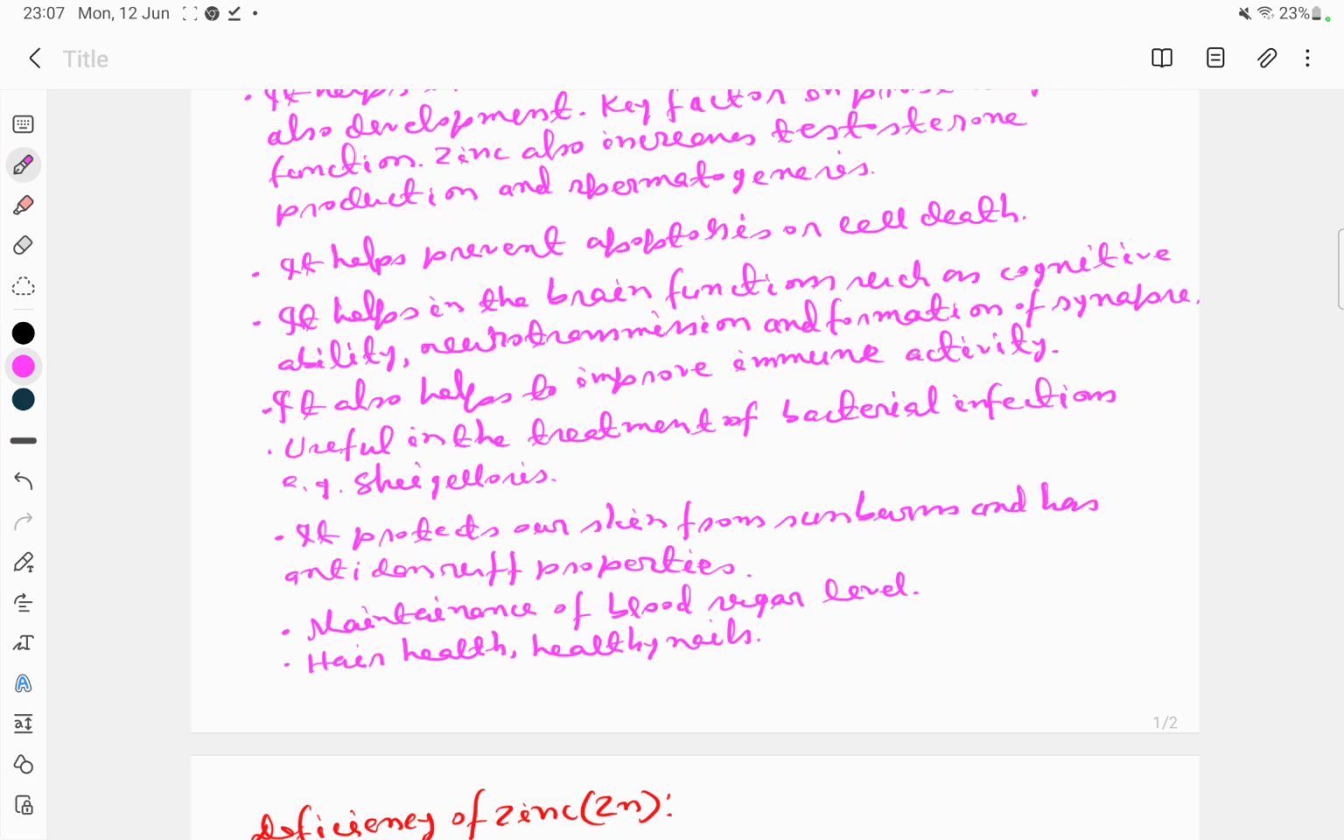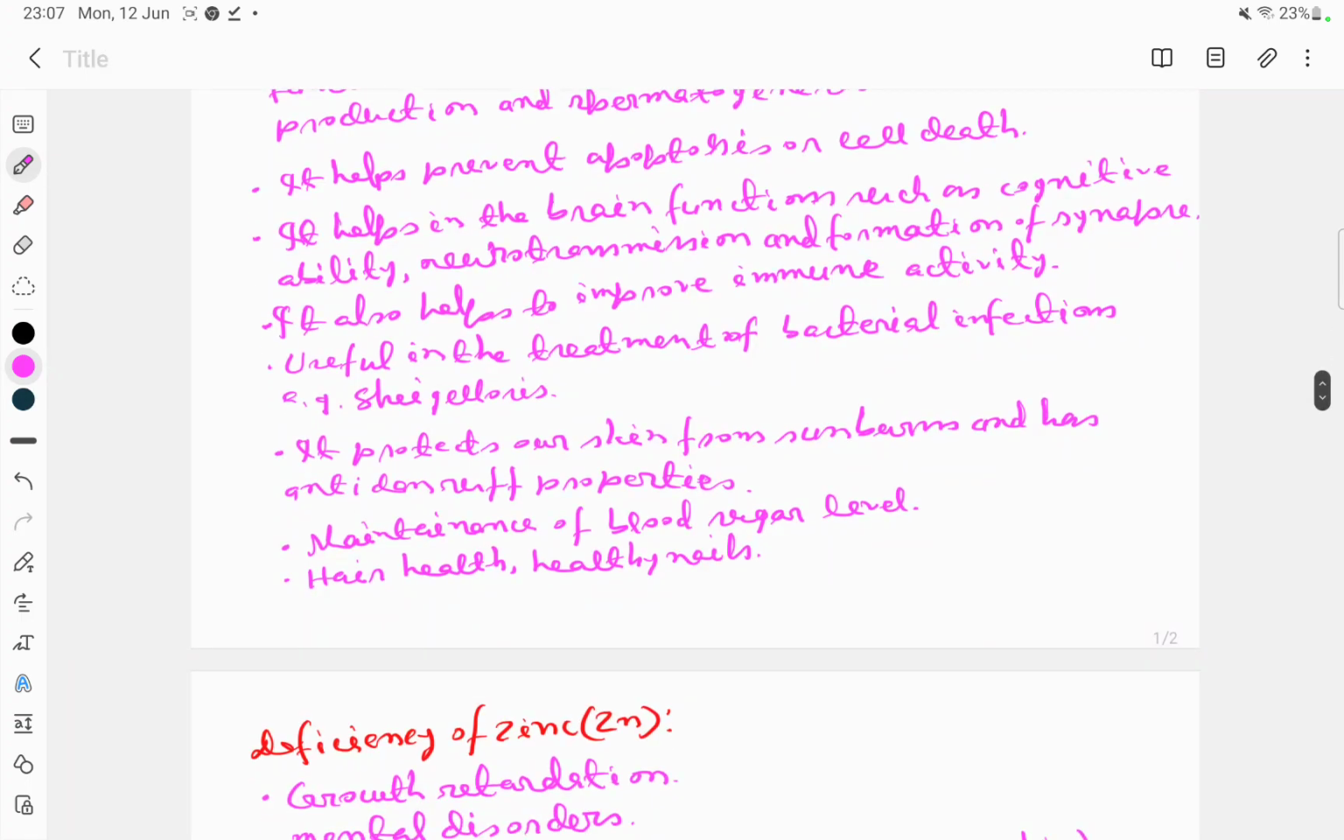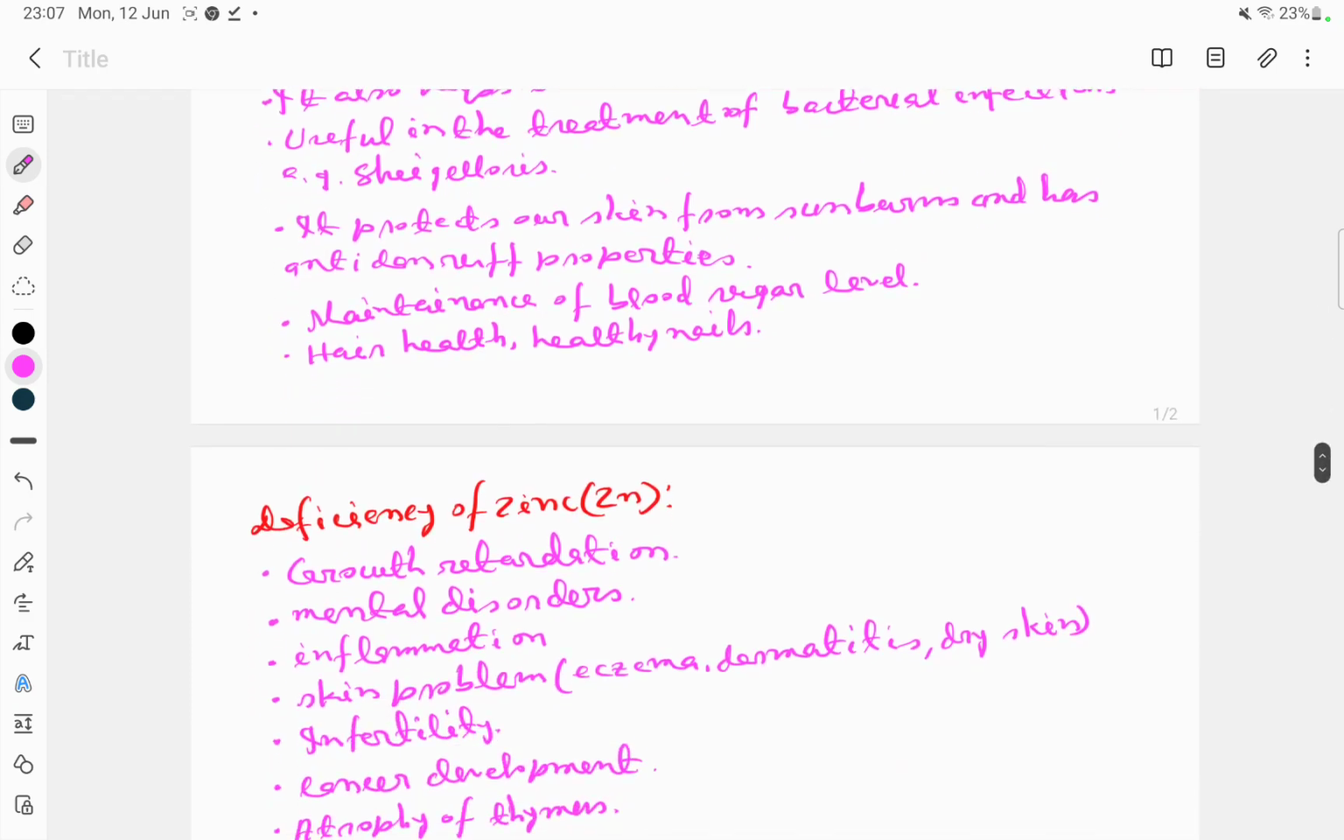It also helps to improve immune activity, useful in the treatment of bacterial infections, for example shigellosis. It protects our skin from sunburns and has anti-dandruff properties, maintenance of blood sugar level, hair health and healthy nails.